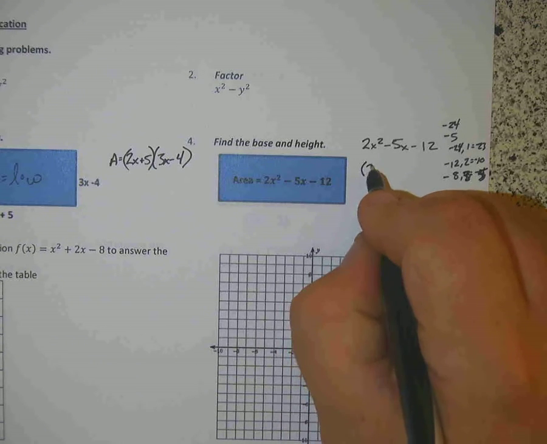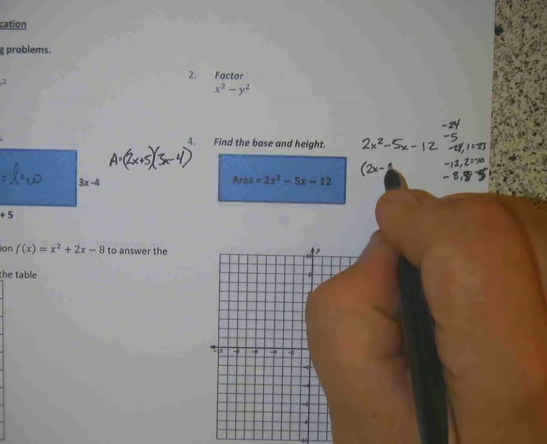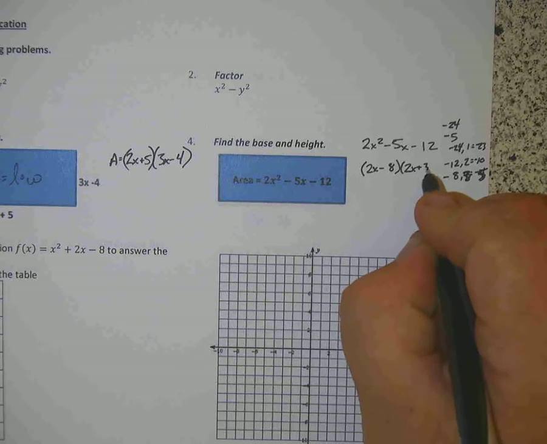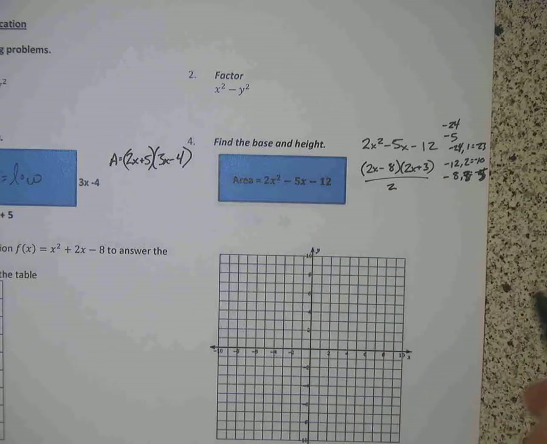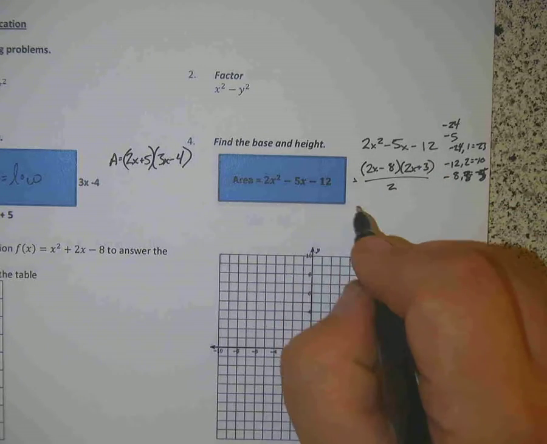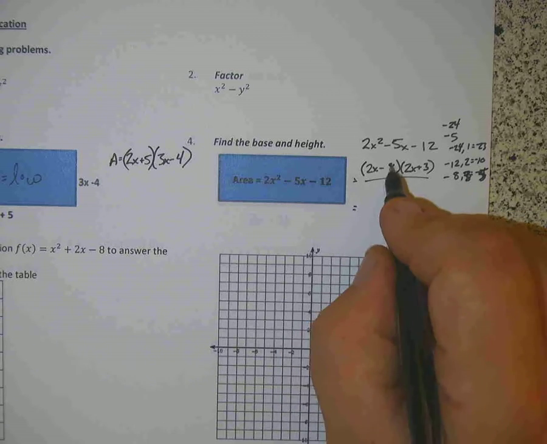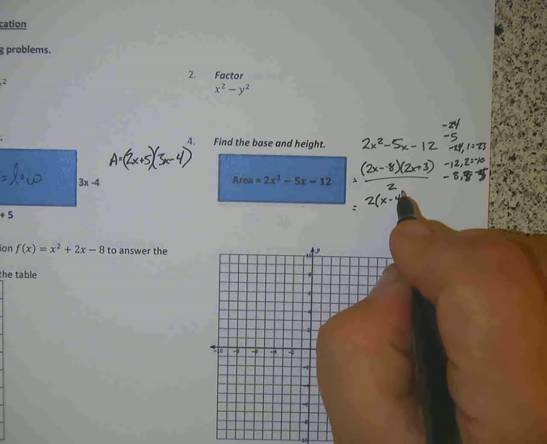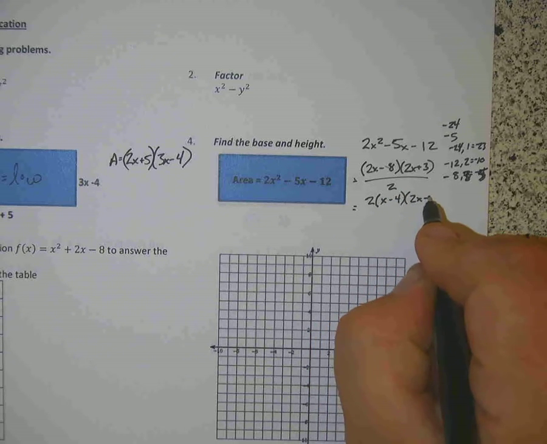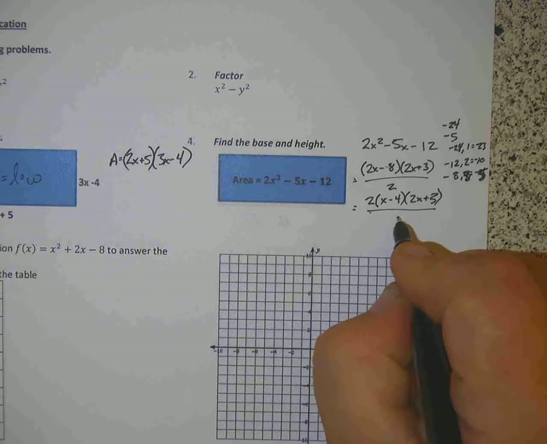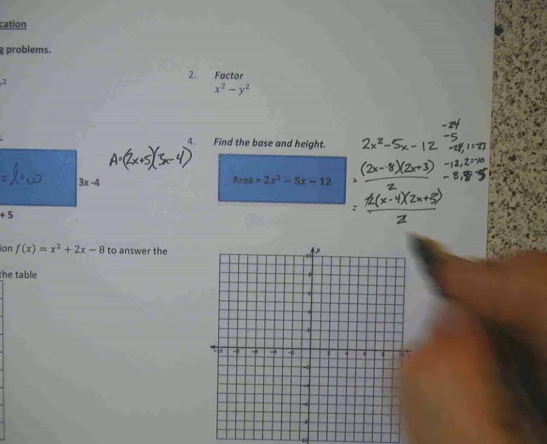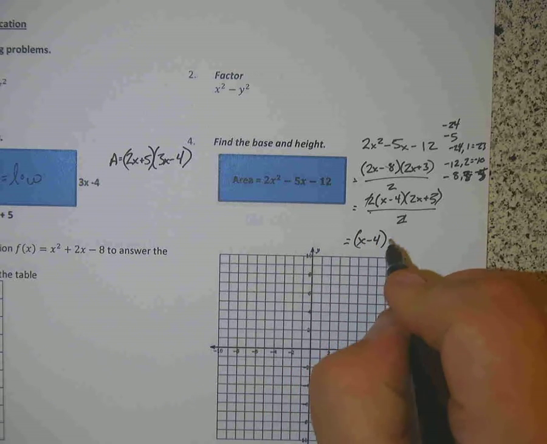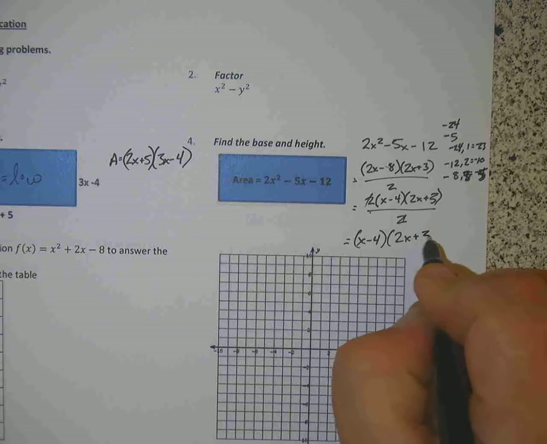Remember to do this, I'm going 2x minus 8, and 2x plus 3, all divided by 2. And then we can factor this first one. We can factor out a common factor of 2, and we get x minus 4, 2x plus 3, and we're dividing by 2. The 2's cancel, so I get x minus 4 and 2x plus 3.